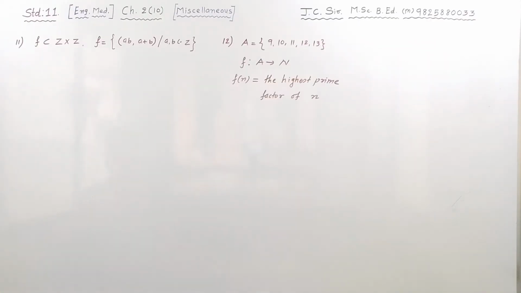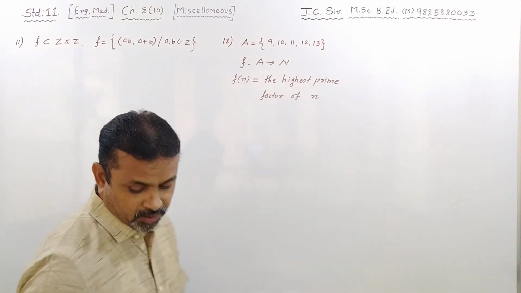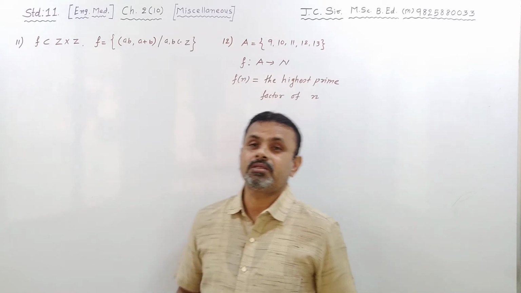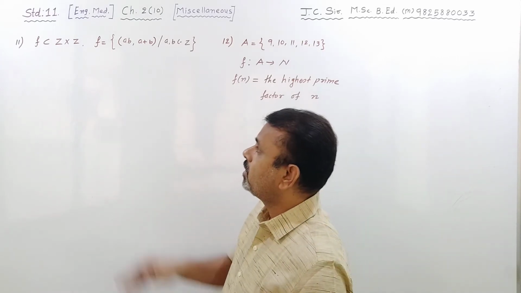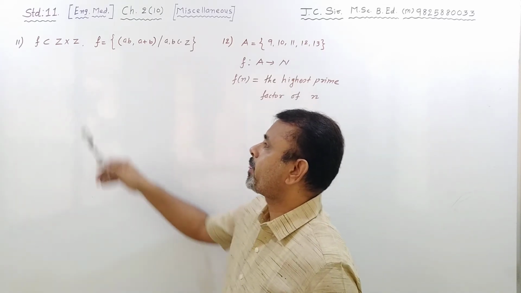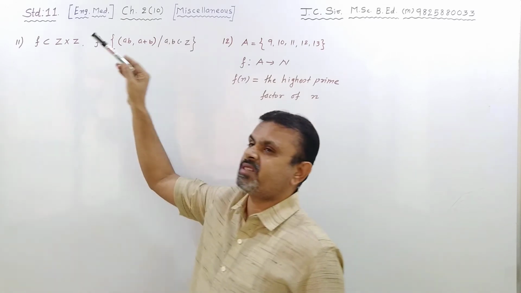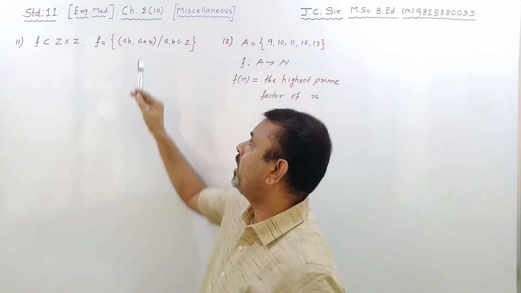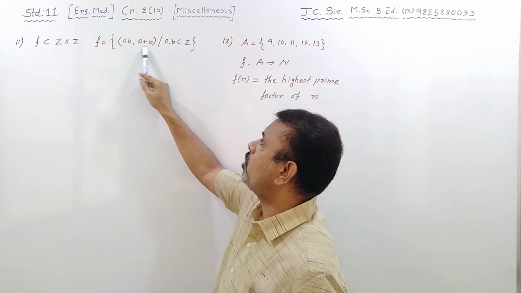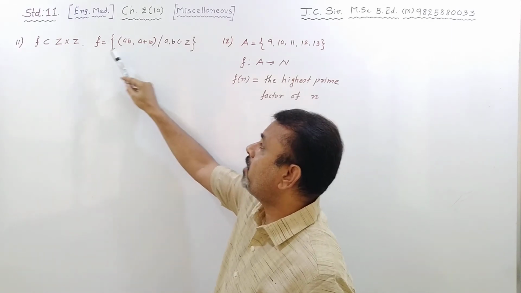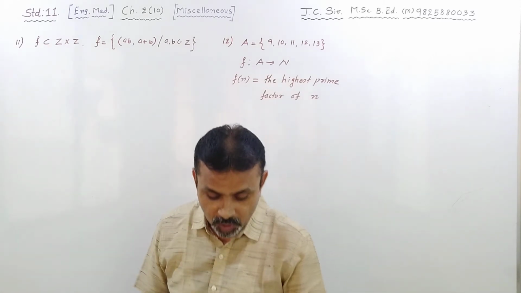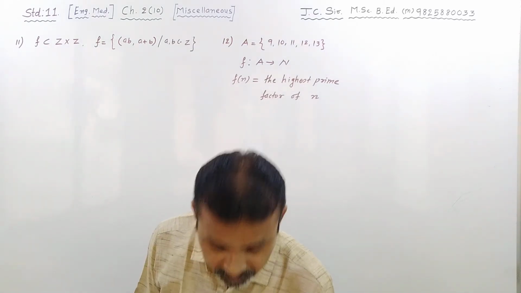Now see friends, question number 11 and question number 12. Only 2 sums we have, and then chapter will be closed. Right? Question number 11 is what? F is subset of Z cross Z, means F is mapping from Z to Z, and the relation is AB comma A plus B. F has this kind of elements which is in the set form. So what is question? Is F function?